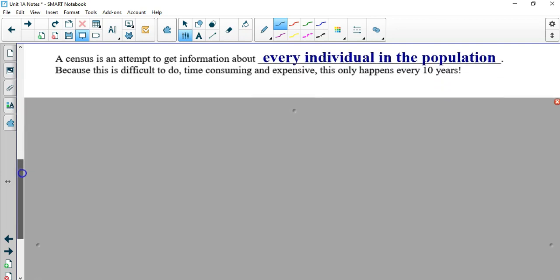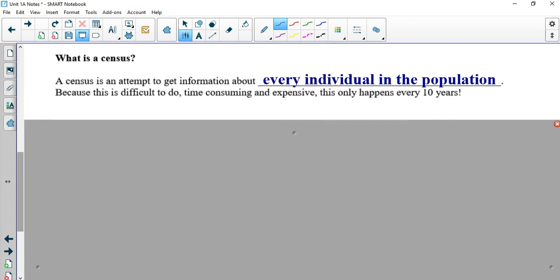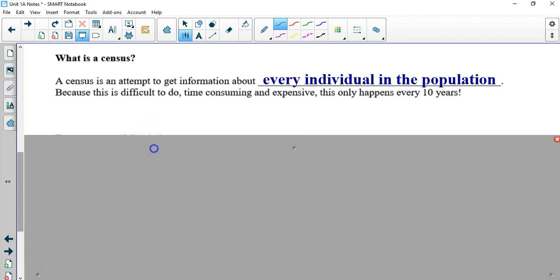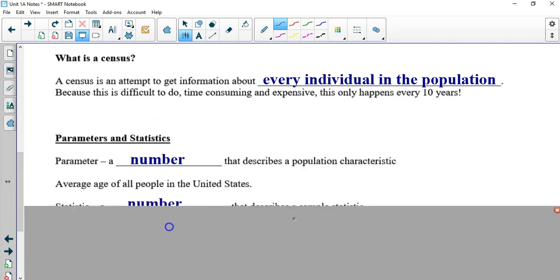All right, more vocabulary. What is a census? You may have heard this before about the U.S. Census taken every 10 years. Well, here you go. A census is an attempt to get information about every individual in the population. So before we talk about how you can't ask everybody, so you take a sample, well, the census is that attempt every 10 years to try to get information from everybody. It's time-consuming and expensive. That's why we only do it every 10 years.